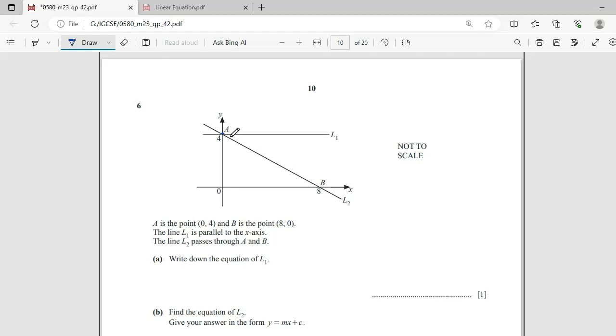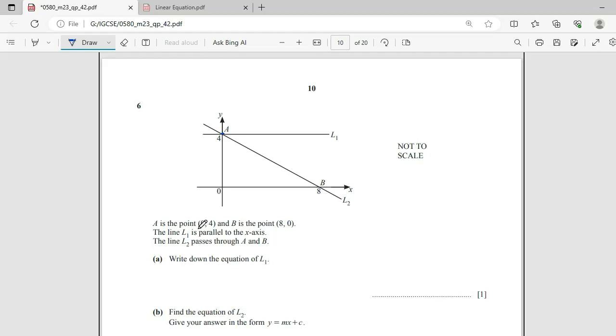If a line is crossing the x-axis, at that time y is 0, and we can say it is the x-intercept. So point B is the x-intercept, and point A is the y-intercept. We already covered that in the previous session.